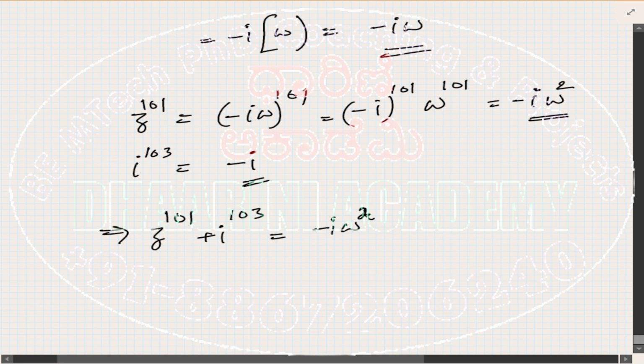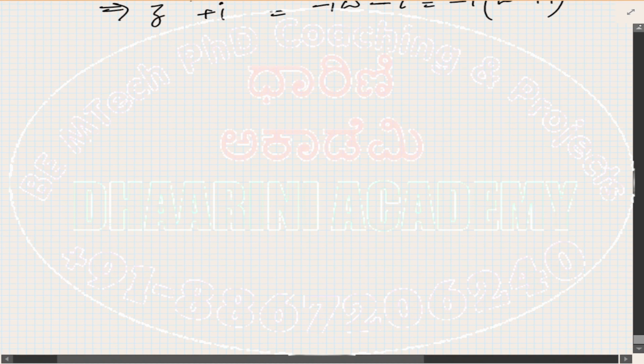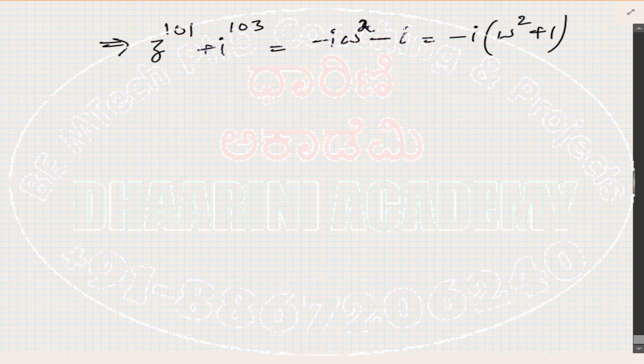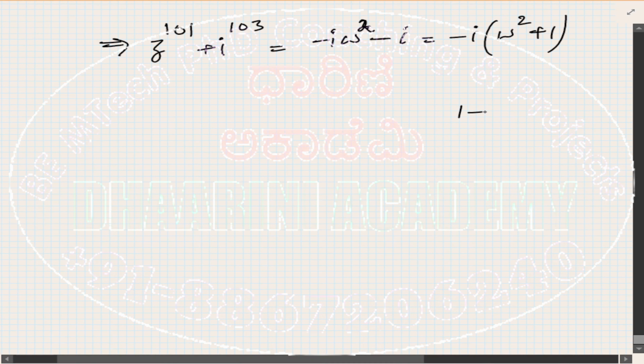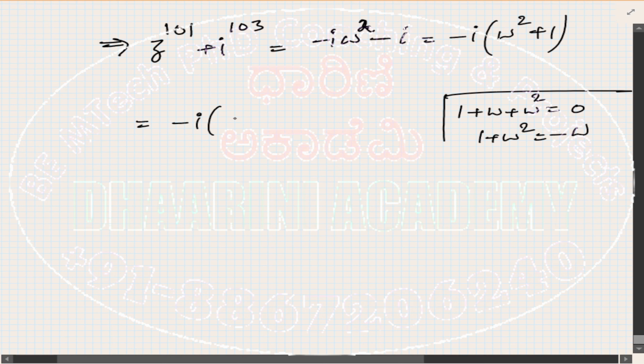Okay, so this means I am going to take minus I outside and you are left with omega square plus 1. What is omega square plus 1? Can you substitute something for omega square plus 1 in terms of omega? We have a property: 1 plus omega square is equal to what? It's equal to 0, right? So 1 plus omega square equals minus omega. So this is minus I into minus omega, which is I times omega. That is inside this bracket.